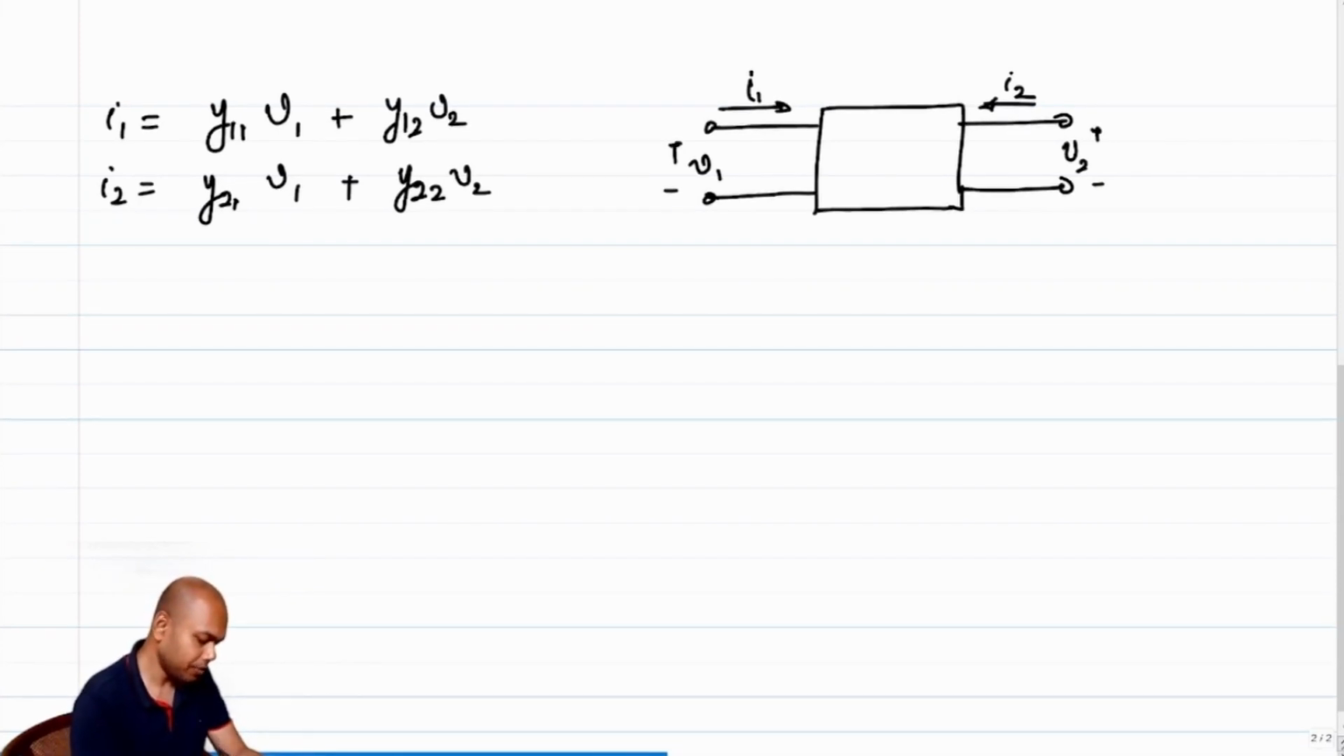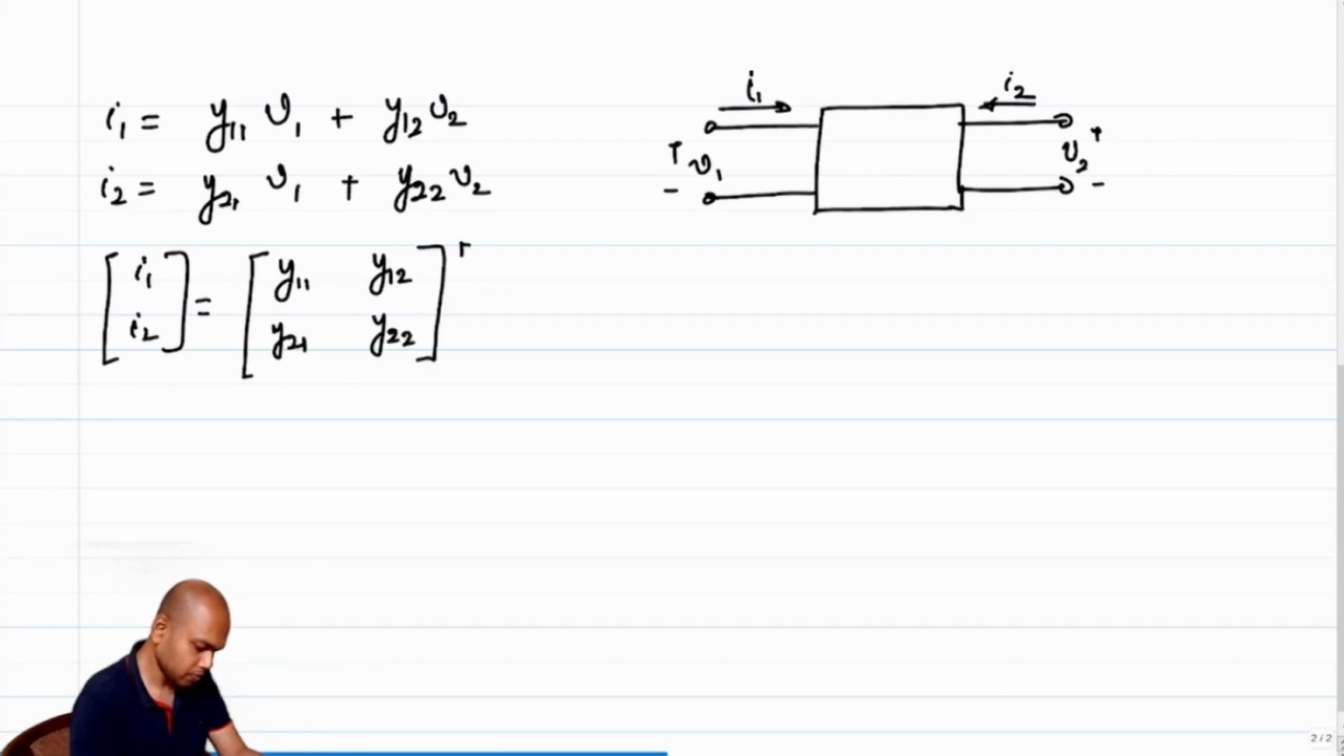And hence, we can rewrite these equations in a matrix form, and if I rewrite these equations in the matrix form, this is what we get. Right? So it is customary often to express this two-port network with its y parameters in the matrix form.